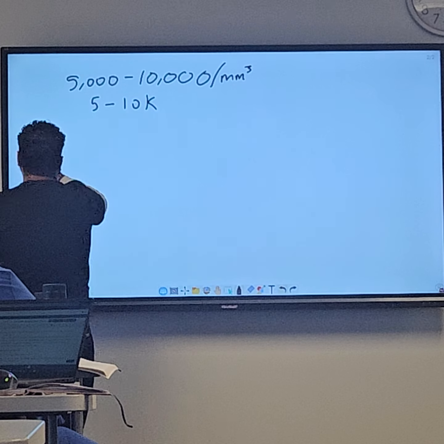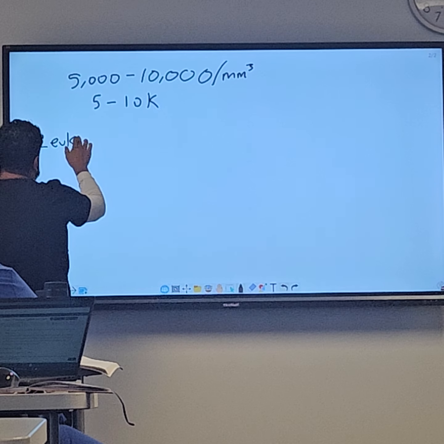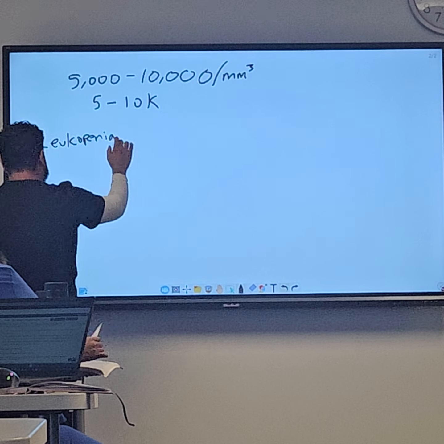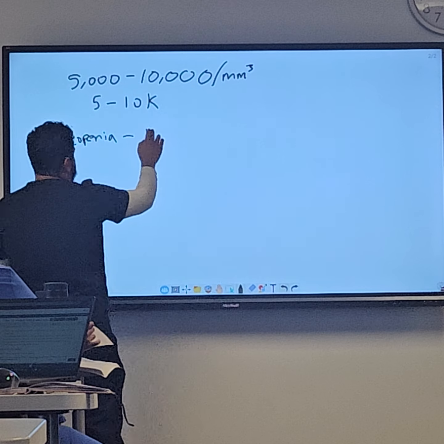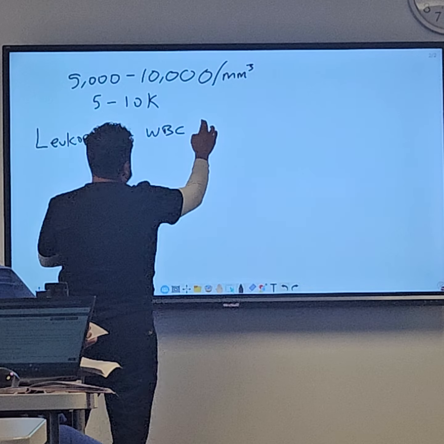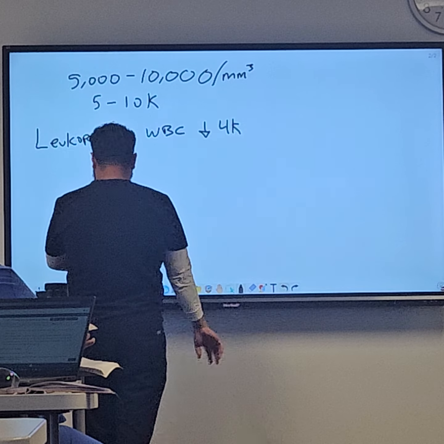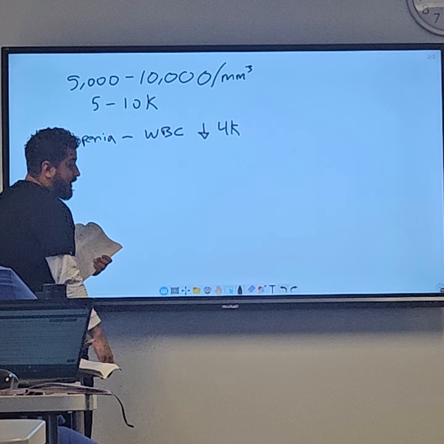Now, you need to be familiar with these terms. Leukopenia is white blood cells less than 4,000. Menos de 4K.